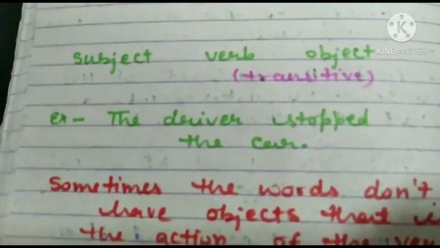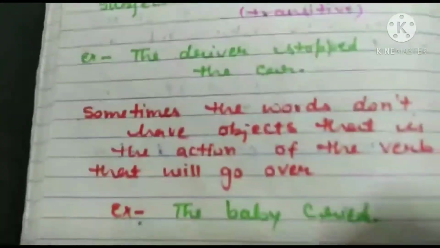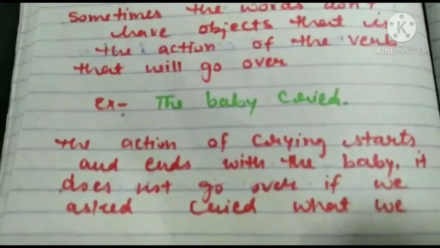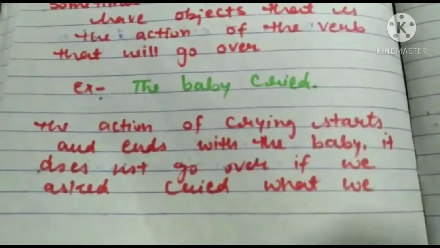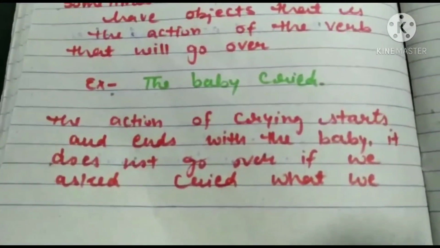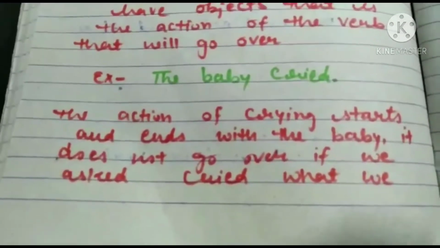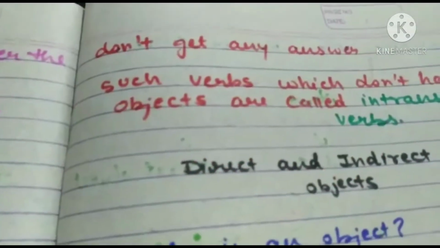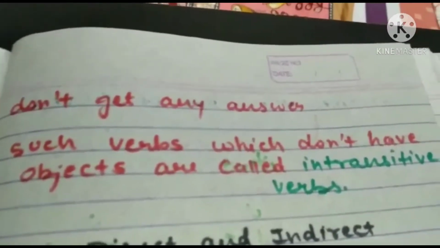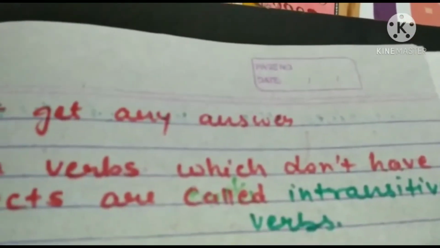Sometimes verbs don't have an object. You can see the example: the baby cried. The action of crying starts and ends with the baby. It does not go over. If we ask cried what, we don't get any answer. Such verbs that don't have an object are called intransitive verbs. I hope you understand this.